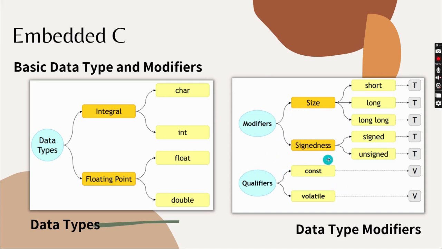When we come to sign, there are two types. First is signed and second is unsigned. Signed means it contains both negative and positive numbers, and unsigned means it contains only positive numbers. We know that the range of our unsigned numbers is 0 to 255, but when we come to signed, the range becomes minus 128 to plus 127.